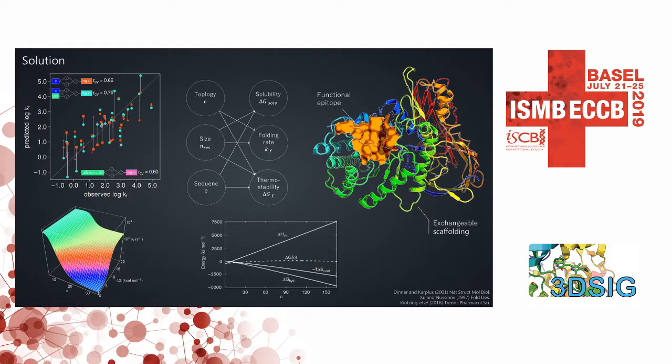But the three parameters that I explained, the solubility, the folding rate, and the folding thermodynamics, are themselves functions of three other parameters that are perfectly controllable. And these are the topology represented by the contact order, the size of the protein represented by the number of residues, and the sequence composition of the protein represented by its sequence.